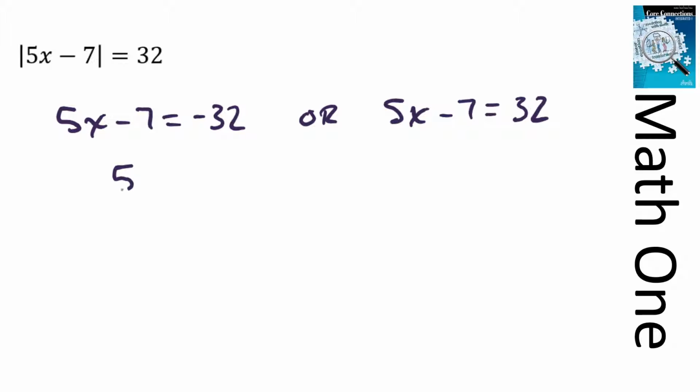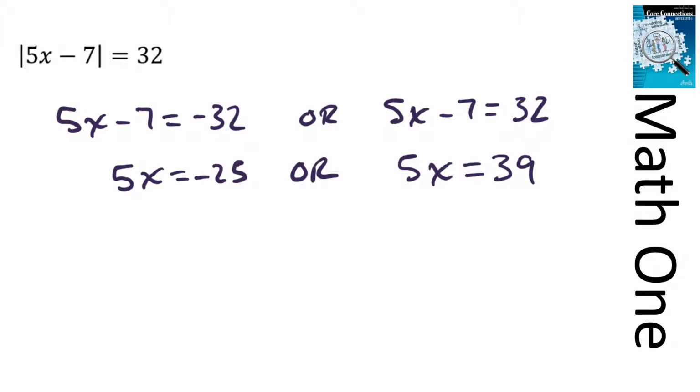Again, on each side I'm going to add 7. So 5x is equal to, negative 32 plus 7 should be negative 25. Or if I add 7 here, oh my gosh, 7, 8, 9, it would be positive 39. So 5x is equal to positive 39. If I divide both sides by 5, in the one case I have x is equal to negative 5, or in the other case, I have x equals positive 39 fifths.